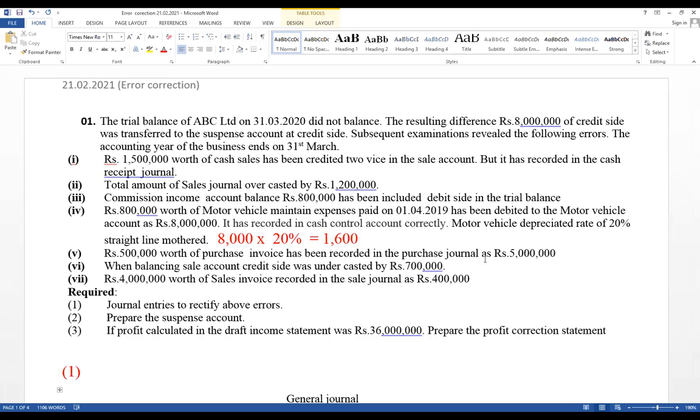If errors occur when information is recorded in the primary books, those are not fit for suspense.